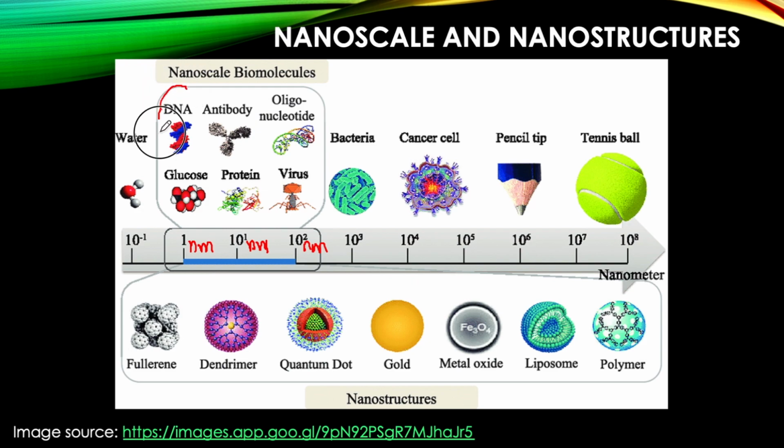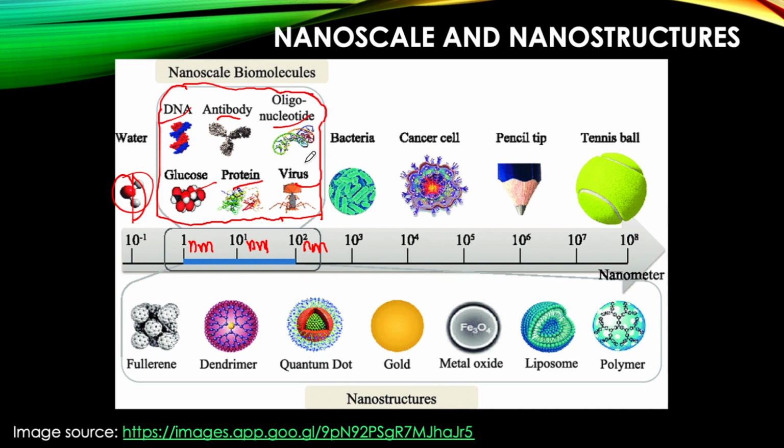These are the nanoscale biomolecules that we can see when we talk about nanometers and nanotechnology. Water is this, still part of our 10 raised to minus 1 nanometers, so it's quite big compared to the universe of the nanometer world. What we can see here are the DNA, the antibodies, the oligonucleotides, the glucose, protein, and viruses. Even the coronavirus we can see in the nano world.